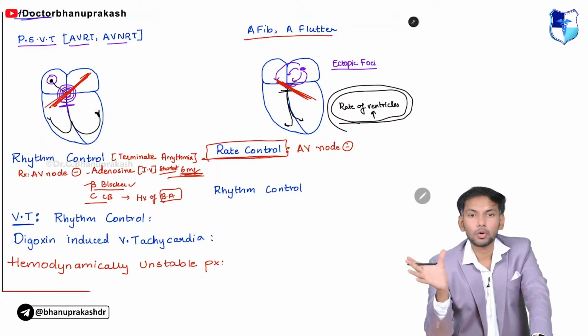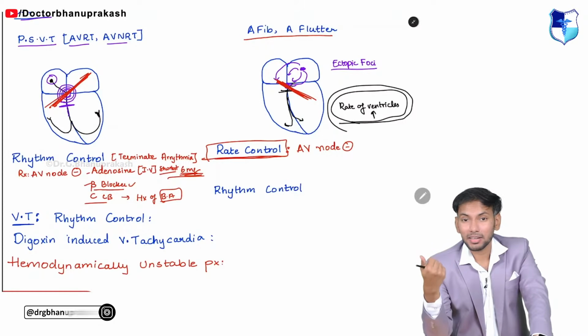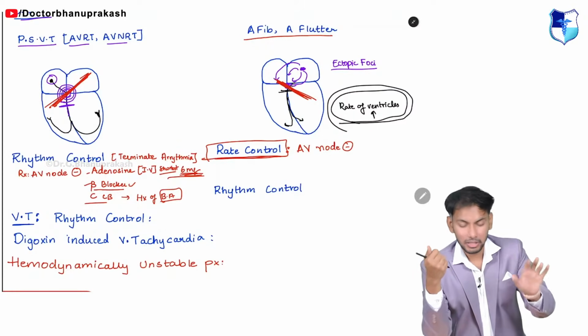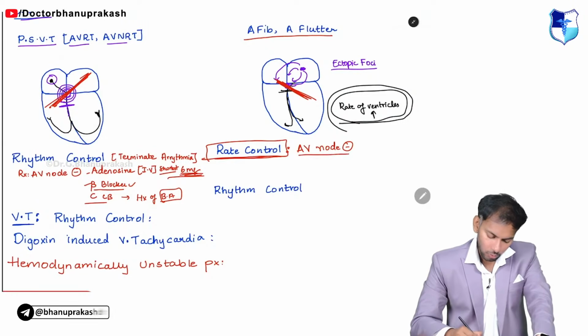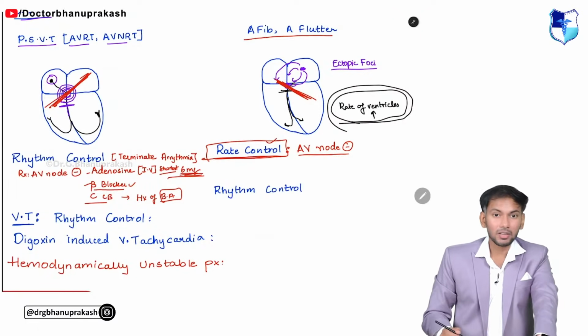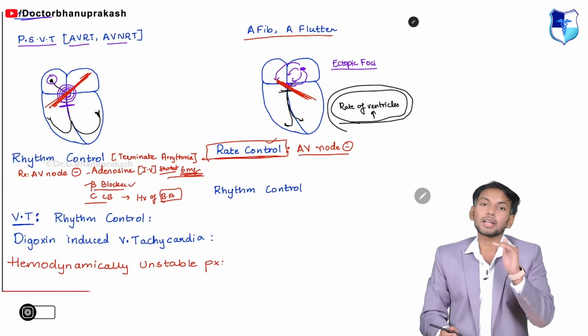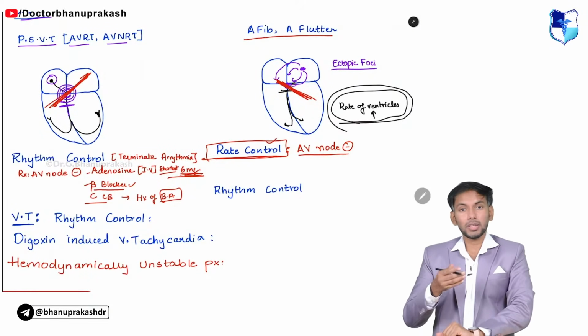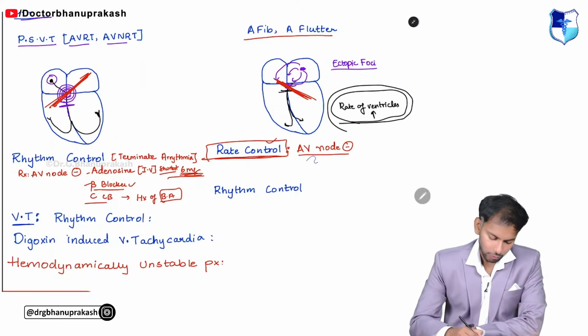Rate control, AV node blockers, in AFib and atrial flutter. AV node blockers are used for rhythm control in PSVT. So if you are giving AV node blockers, you can control the rate. In AFib and A-flutter, adenosine unfortunately doesn't work properly because it is a short-acting drug. So here in AFib and atrial flutter, we will use the drugs called BCD.